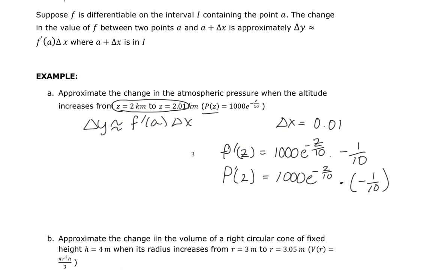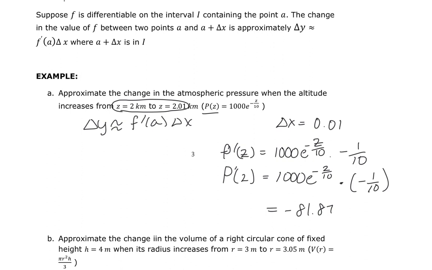And so I have 1,000 times e raised to the negative 2 divided by 10. And then that gets multiplied by negative 1 over 10. So my answer is negative 81.87. So what does this tell me? This tells me as z goes from 2 kilometers to 2.01 kilometers, my pressure is decreasing by 81.87.